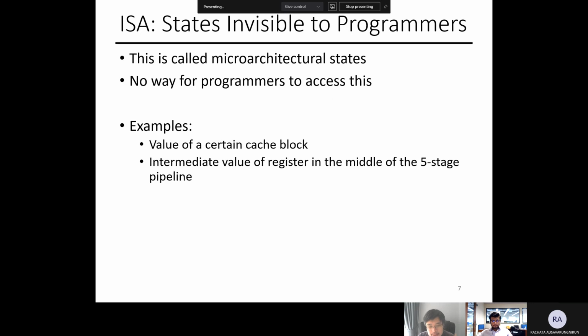Then we also have states that are not visible to programmers. These are called microarchitectural states. And there's no way for the programmer to access this. Why do we have this? These are for performance. These are for things that we optimize in the hardware to make sure that whatever we try to do in the hardware, it makes the program faster. Or sometimes it makes the program more power efficient, right?